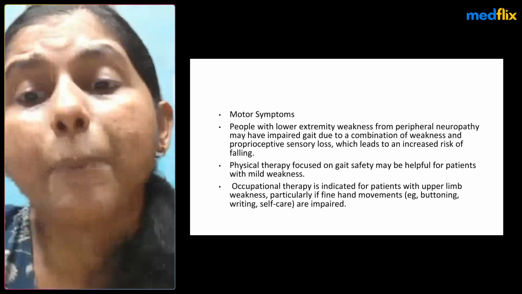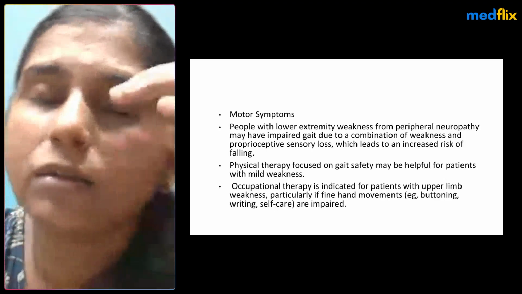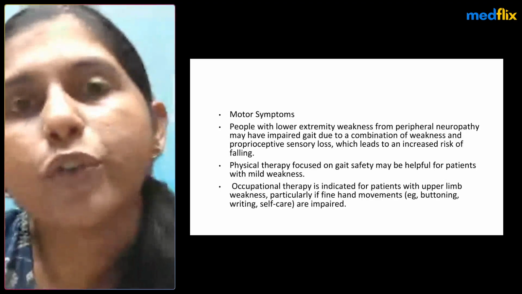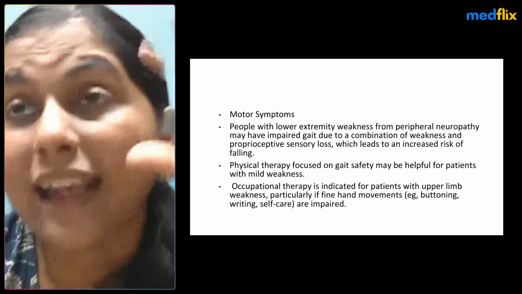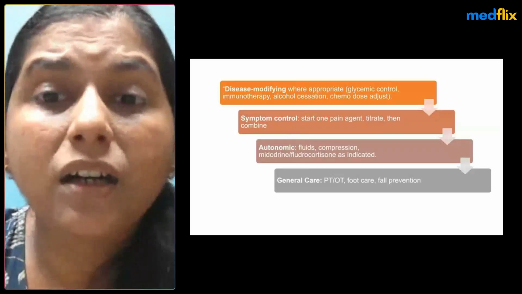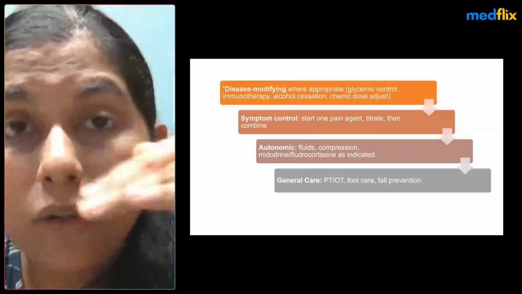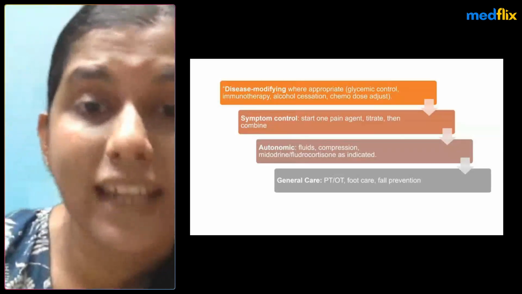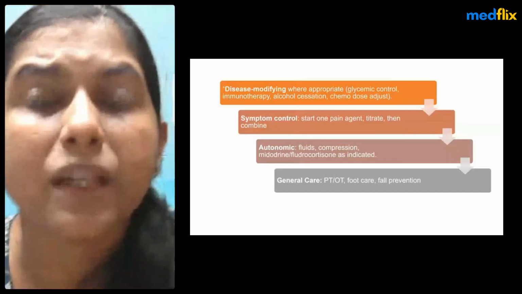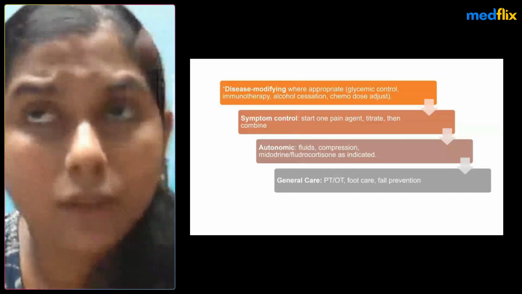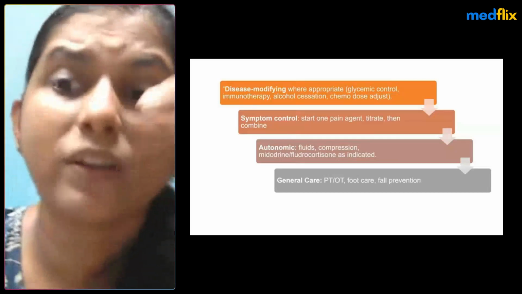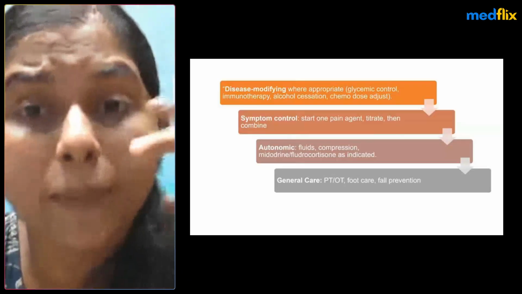And for patients with motor weakness, and of course, because of the added proprioceptive loss, there is more risk for falls. So for them, physical therapy and occupational therapy, gait and balance training does make a lot of difference. And what we have to do is always try to address disease modifying factors, alcohol cessation. If it is a particular chemotherapeutic drug, perhaps the oncologist might, in consultation with the neurologist, switch over to something less neurotoxic, initiation of immunotherapy if it's an immune mediated pathology.